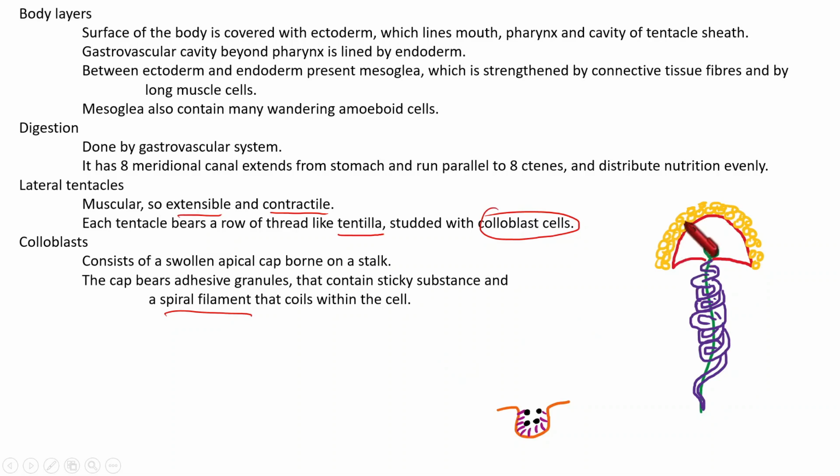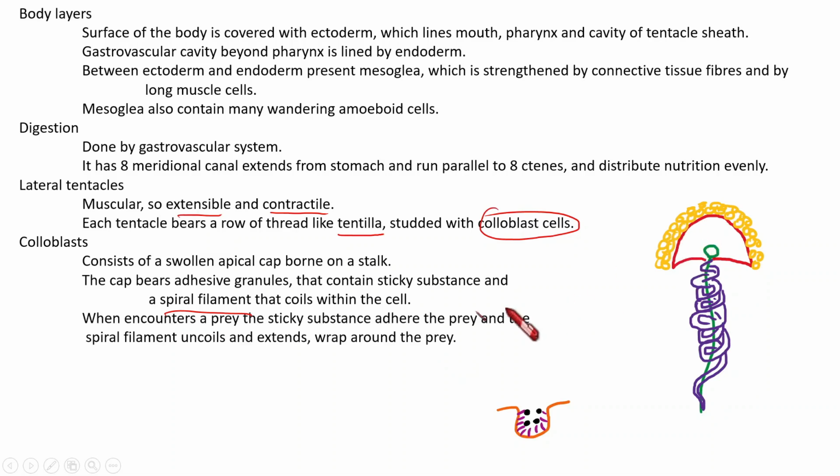Inside these granules is the sticky substance. When it encounters some prey, that sticky substance adheres to the prey, and at that time the spiral filament uncoils and extends, and it wraps and coils the prey and helps the organism to engulf that prey to feed.